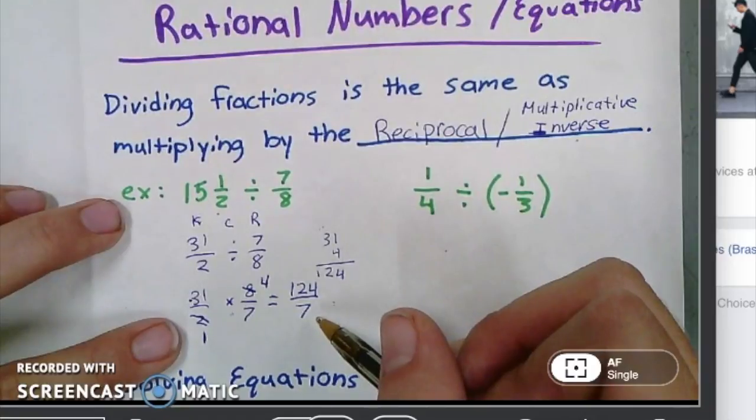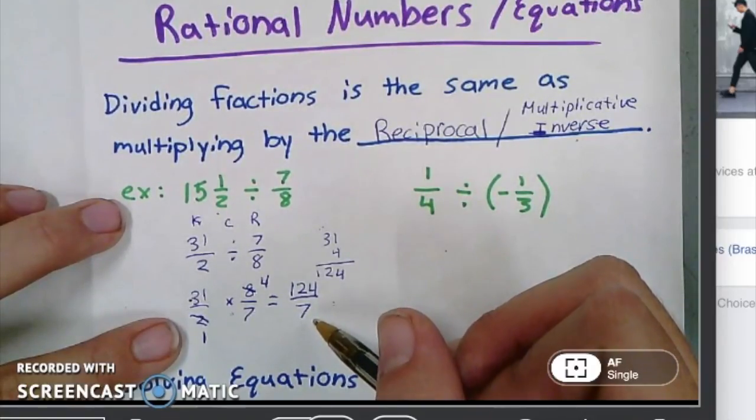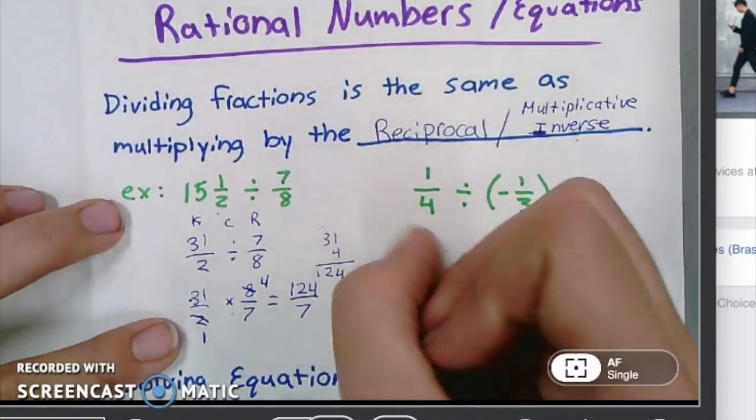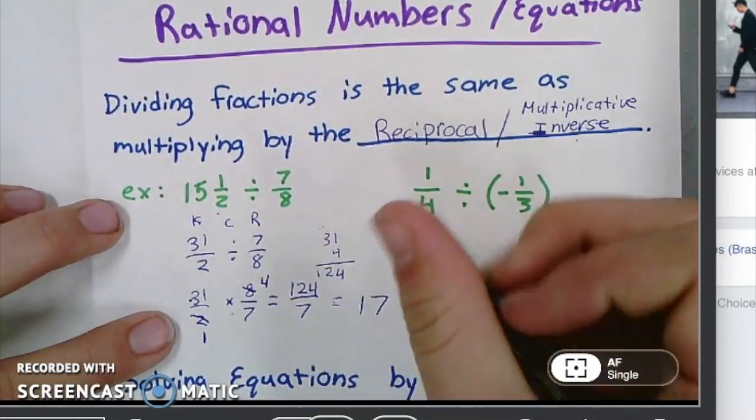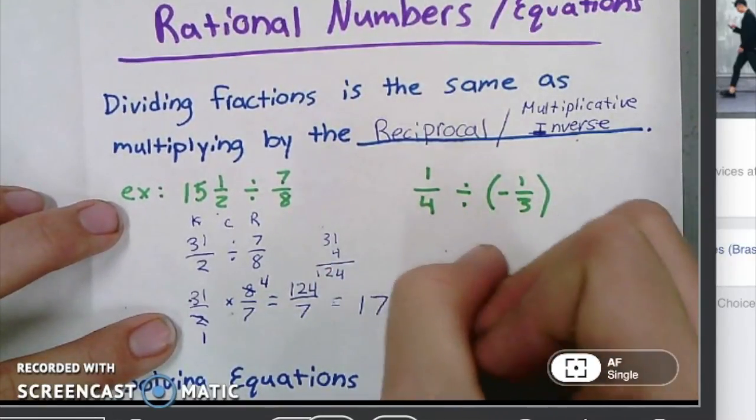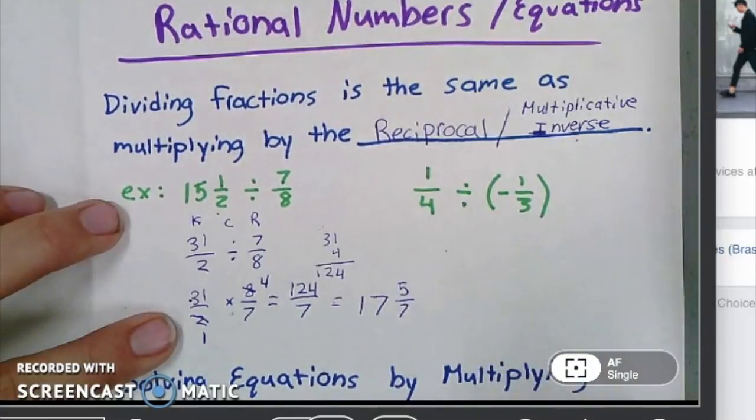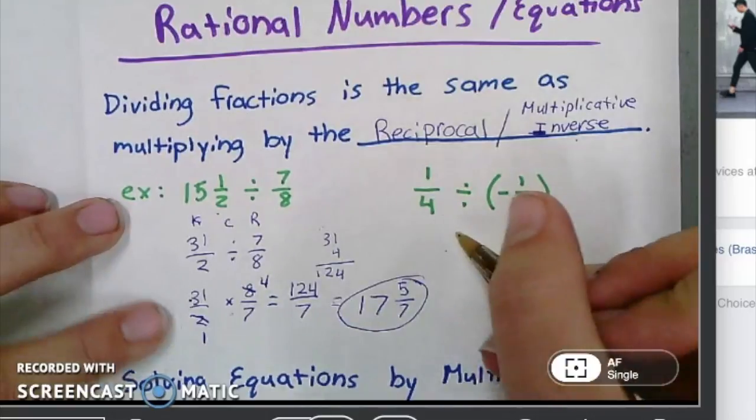And the answer that I get when I make it into a mixed number is, I realize that 7 goes in 17 times, and I have a remainder of 5 over 7. That would be my final answer. Let's look at this one.